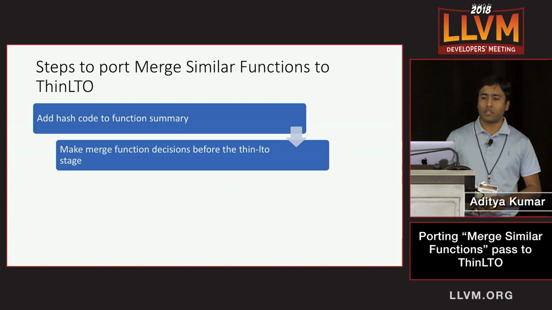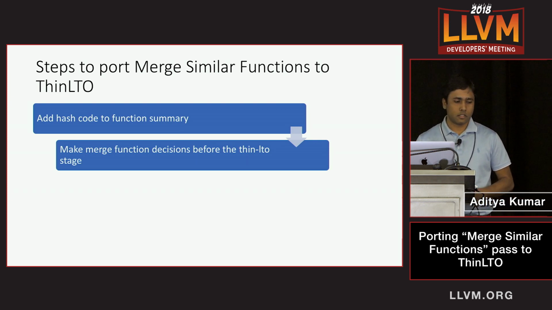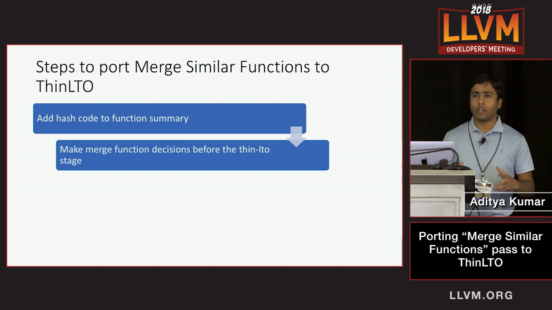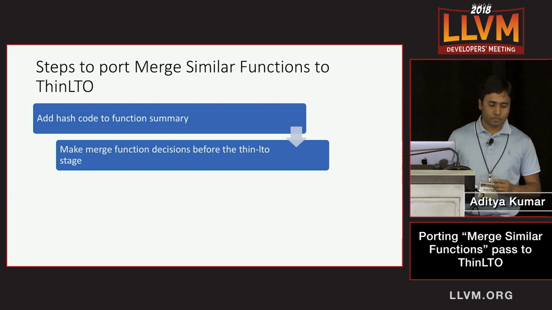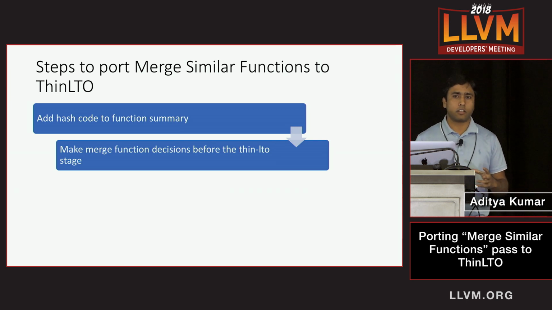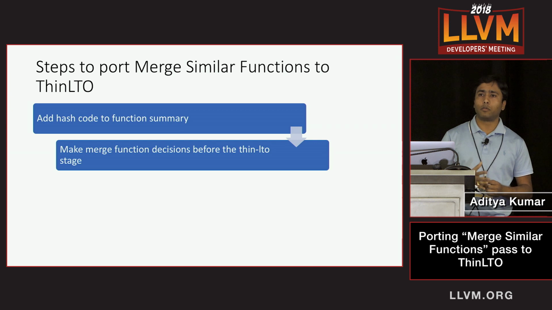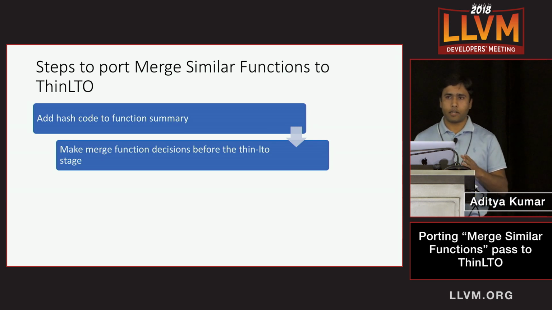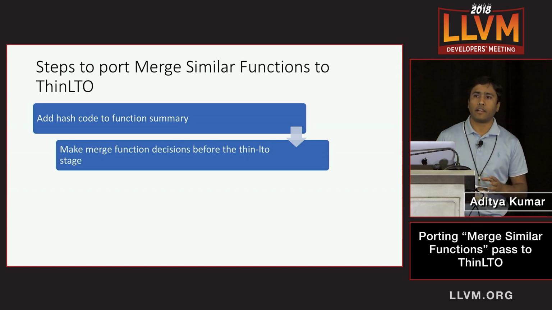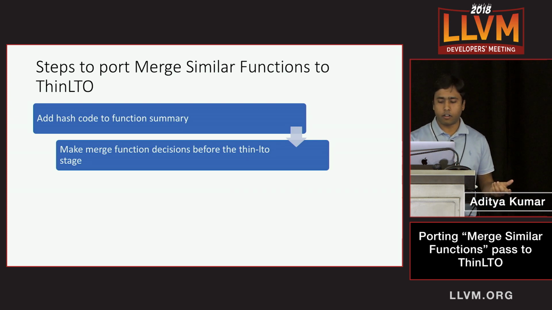The second step is to make merge function decisions. Once we find buckets of functions which are potentially mergeable, we have to decide which of the functions can actually be merged. So we do an instruction by instruction comparison. It is an n-square algorithm, but on a much smaller n. And then we decide which are obviously the candidates. And once we have those candidates, we keep them in the bucket and discard other ones which are not mergeable.